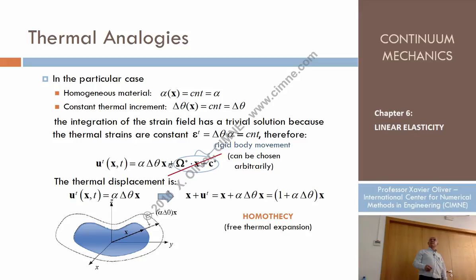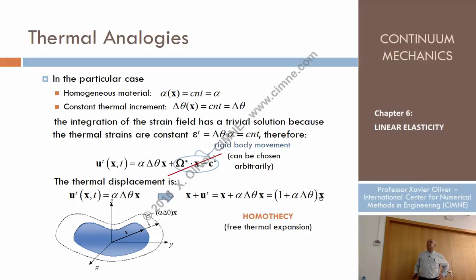This one can be any. It's my advantage. I can choose this one in order to make the solution the easiest possible. That's something I can play with, because anyway, what this is doesn't affect the solution of the problem. That's important. And how are the movement equations? A particle placed at this point x has a displacement of alpha delta theta times x plus the rigid body motion. Let's discard that for the time being. So finally, that particle goes to the position, taking x in common, 1 plus alpha delta theta times x.